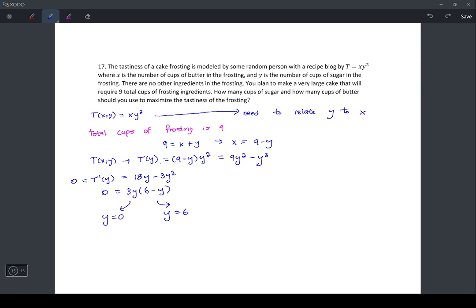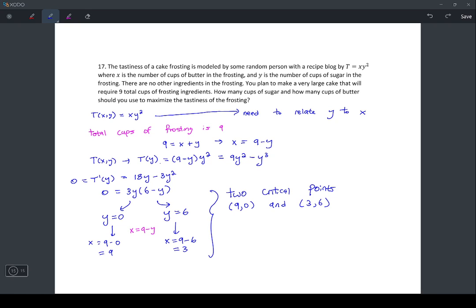Okay, next step, we want to get the x quantity. So I'm going to use the fact that x is equal to 9 minus y to do that. If y is 0, then x is equal to 9 minus 0, which is 9. And if y is 6, then x is going to be 9 minus 6, which is 3. So we get two critical points: (9, 0) and (3, 6).